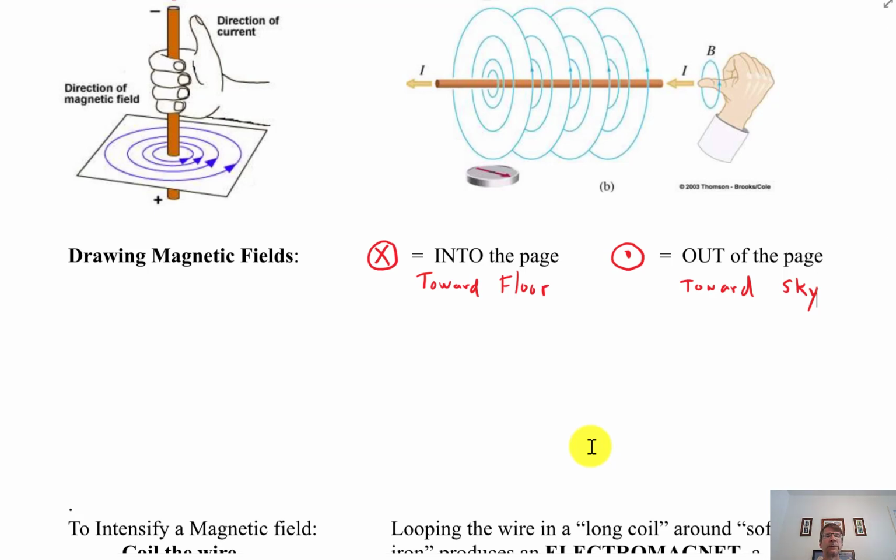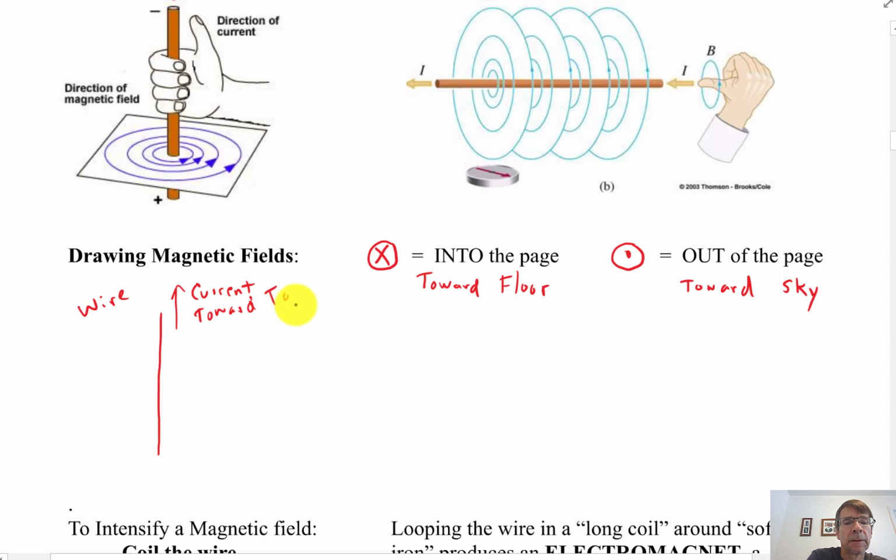So for example, starting off with the right-hand rule, if I were to lay a wire on the paper now, if this represents a wire, it represents a wire with current going this way, towards the top of the page. So that arrow represents towards the top of the page. Right? So this is a wire. That represents a wire, that red line. Now, and this is current toward top of page.